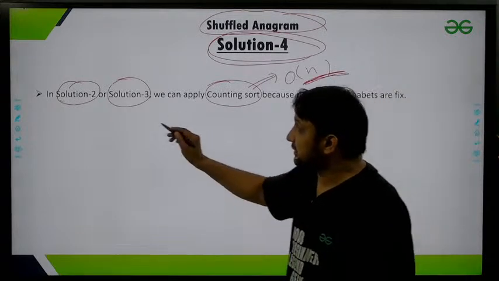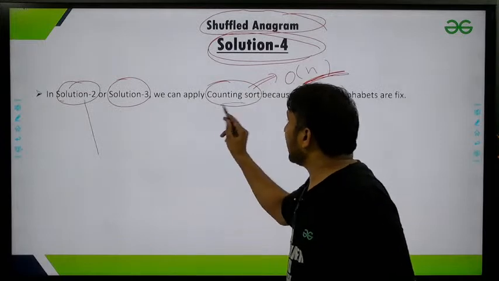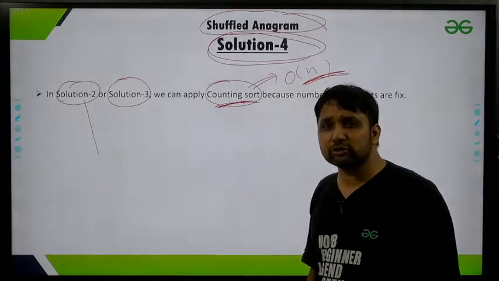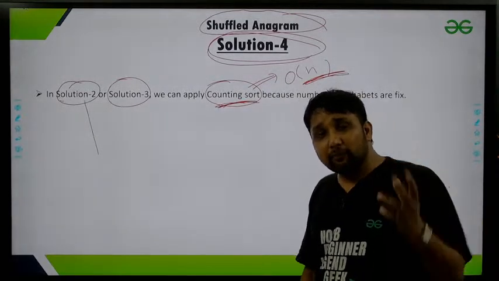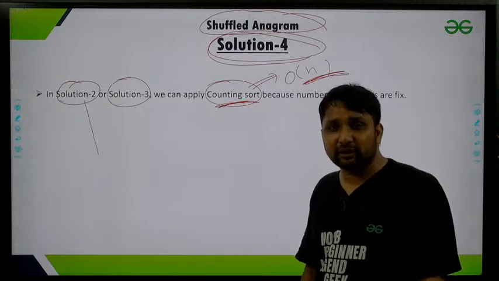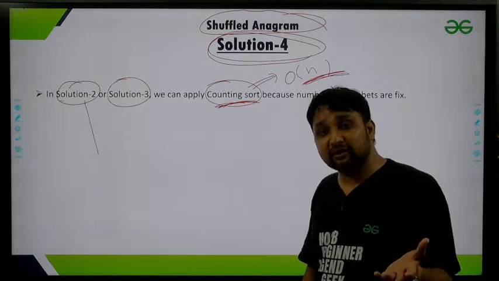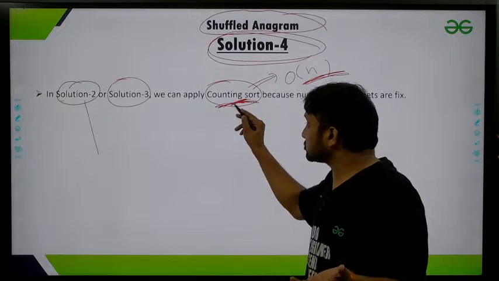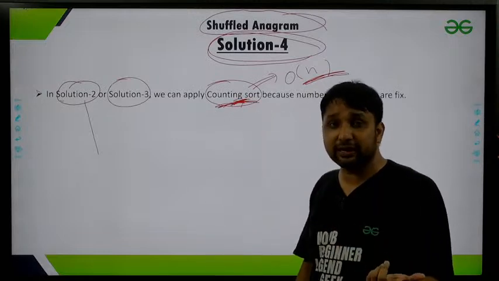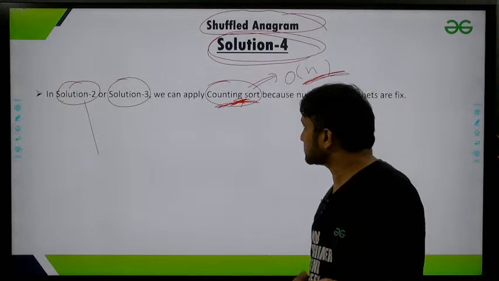Why are we able to apply counting sort? Because the number of alphabets is fixed, 26 are there. If the number of alphabets is fixed, then this is the property of counting sort. We can apply this in that case. If you don't know about counting sort, please go through that.